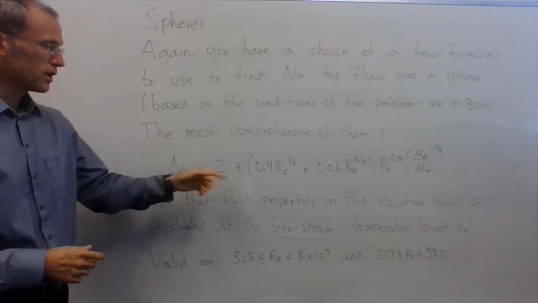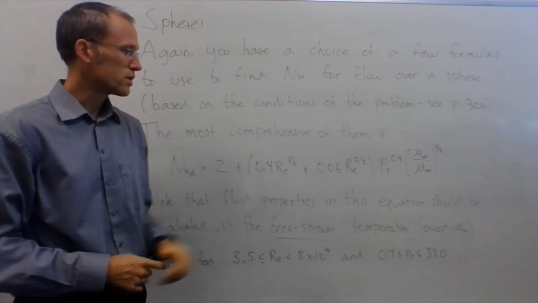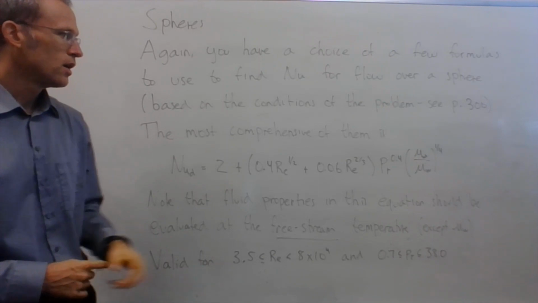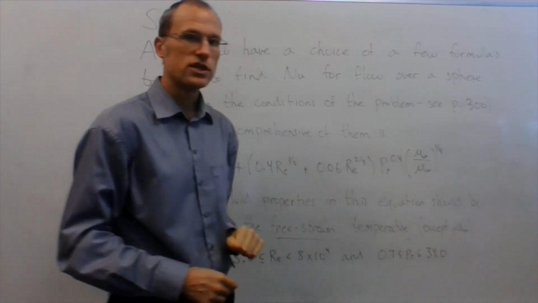So Nusselt number is 2 plus 0.4 Reynolds number to the 1/2 power plus 0.06 Reynolds number to the 2/3 power, times Prandtl number to the 0.4 power. And then you have this factor of viscosities.